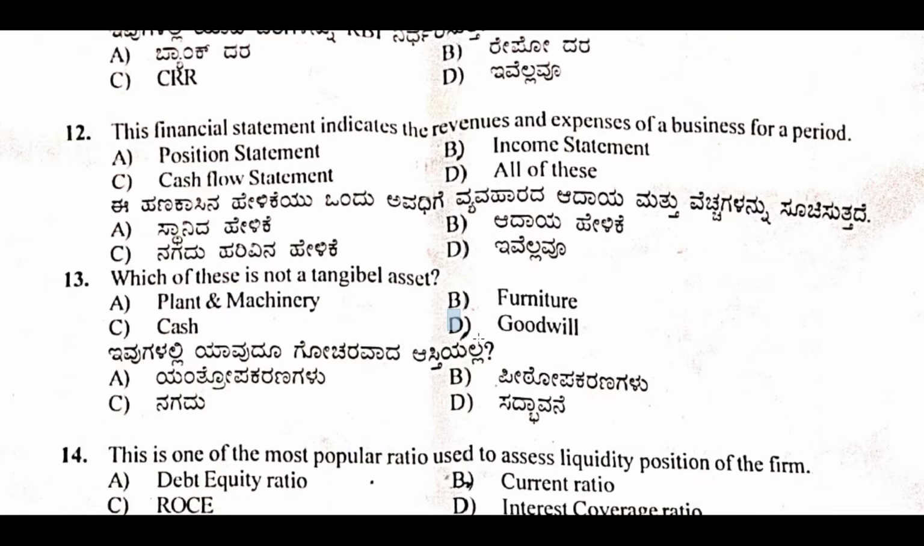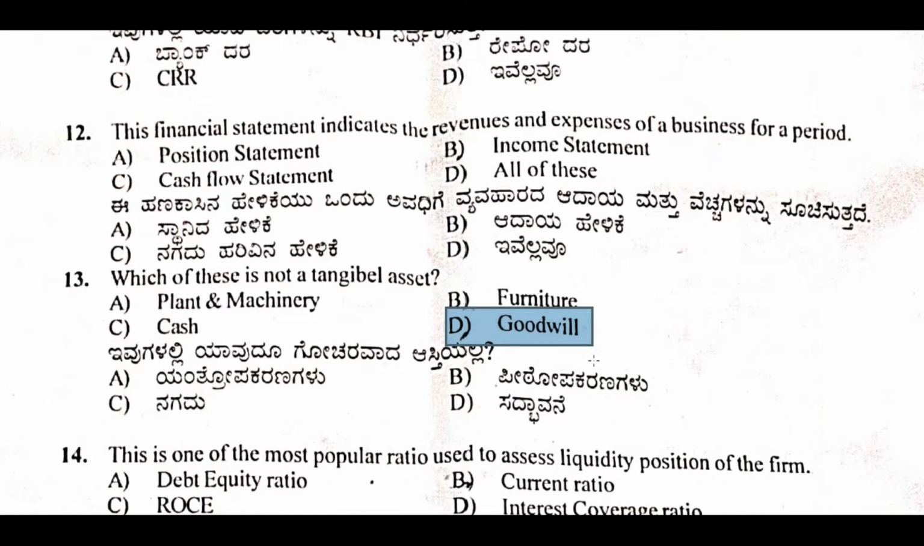Brand acknowledgement, goodwill, or intellectual property rights like trademarks, patents, and copyrights are all intangible assets. And plant and machinery, furniture, and cash are tangible assets. So we have to find out the one that is not a tangible asset. So option D, goodwill, is not a tangible asset. It is an intangible asset.